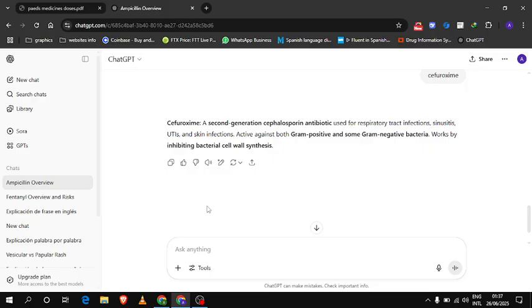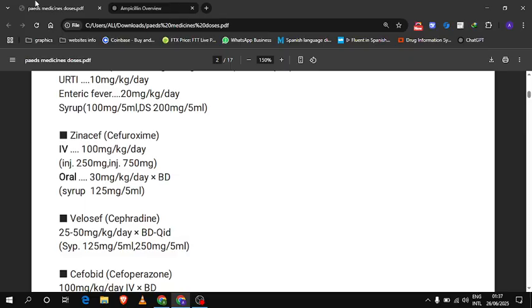Cefuroxime, a second generation cephalosporin antibiotic used for respiratory tract infections, sinusitis, UTI, and skin infections. Active against both gram positive and negative, works by inhibiting cell wall synthesis. So again, cephalosporin, it is good for skin infections too.